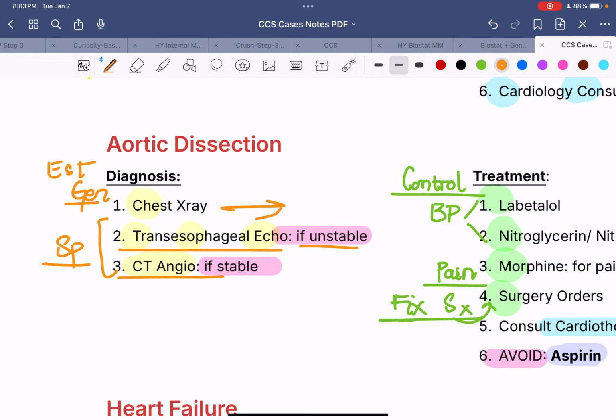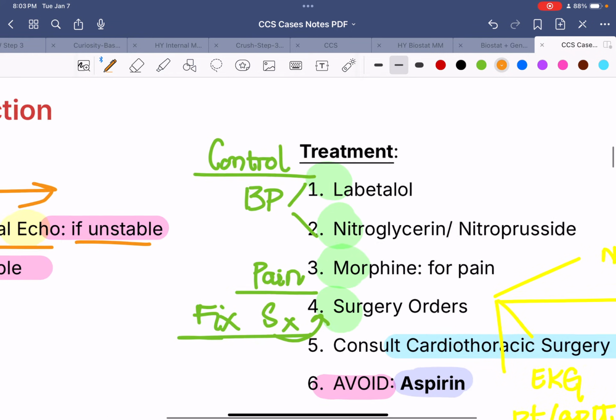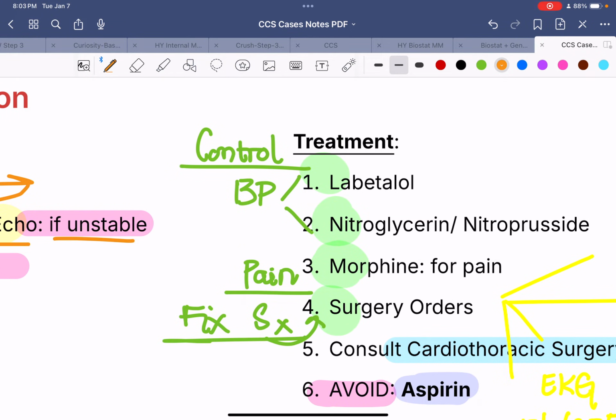And similarly, the dissection occurs because of very high blood pressure, right? So you need to control the blood pressure. For blood pressure, you're going to give labetalol, nitroglycerin, or nitroprusside, right? And then of course you have to fix the dissection, so you have to give the pre-surgical orders and consult cardiothoracic surgery.